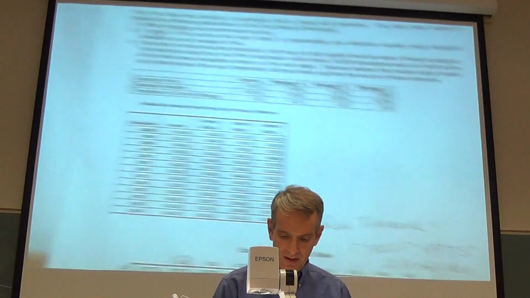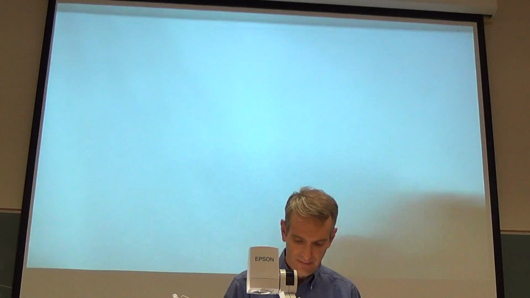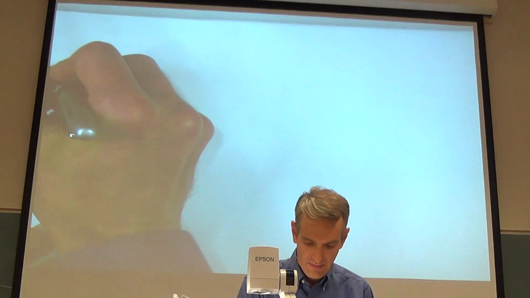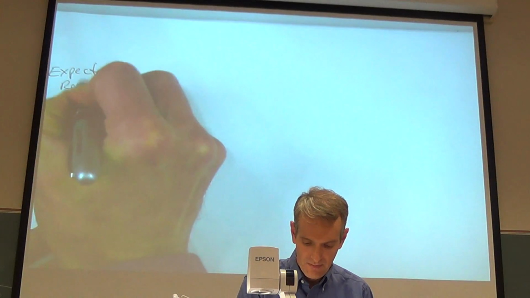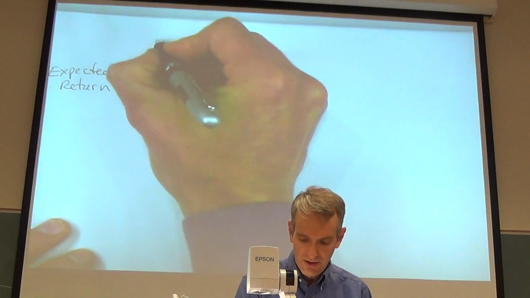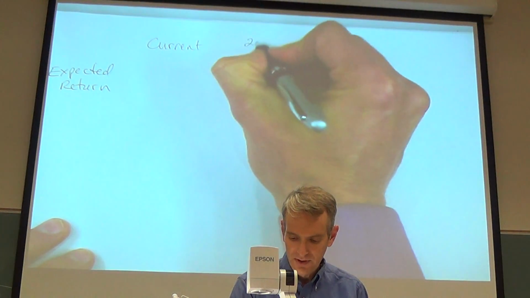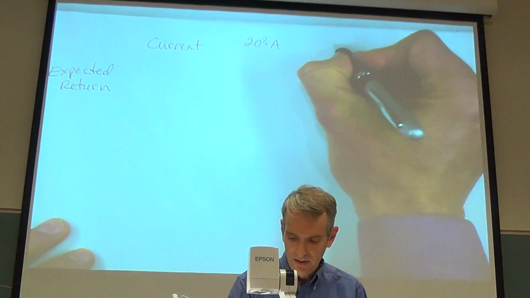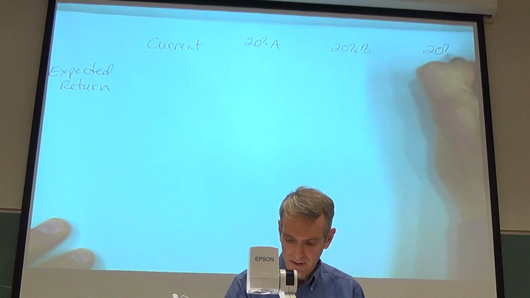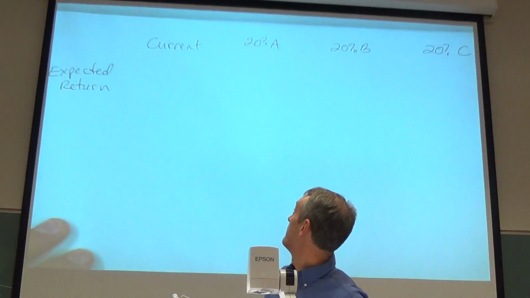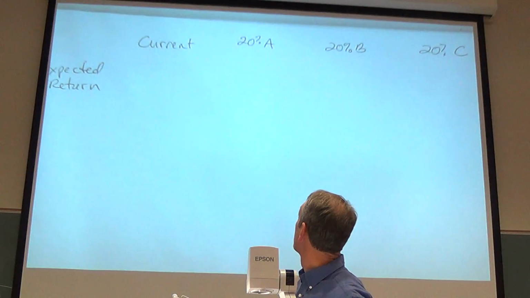So the first thing we should do is calculate expected returns. So we've got the current, and we've got the current with 20% A, with 20% B, and 20% C. Y'all let me know if I'm going off the edge.